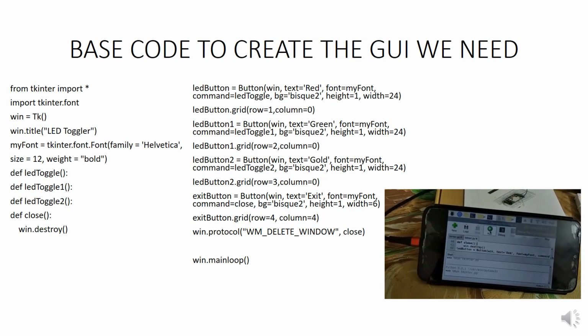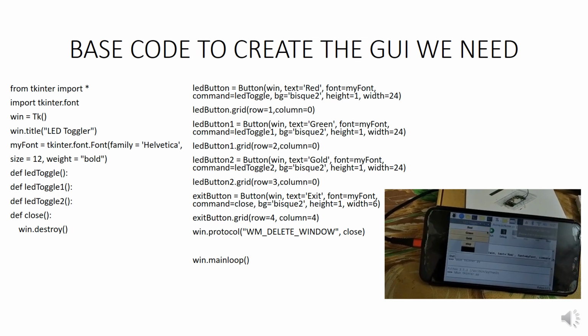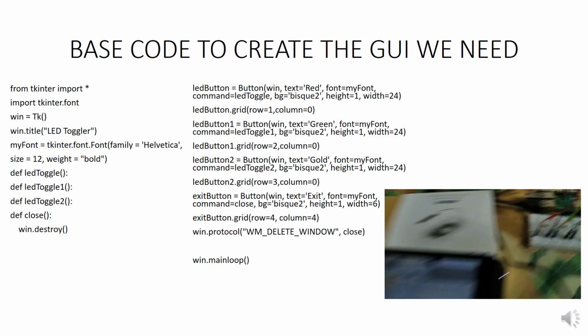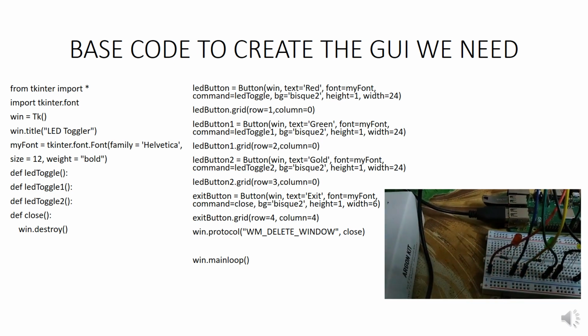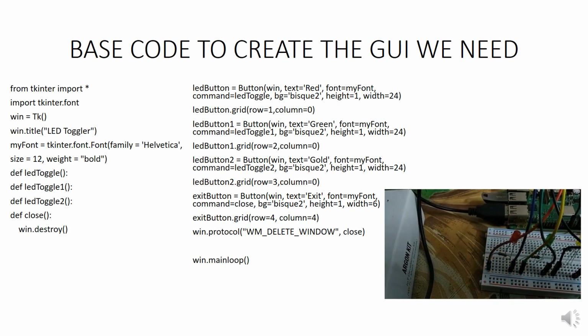Here in the video you can see when I run the code, I am able to see my GUI. And when I click the button, I am able to get my LED turned on. So basically this is the basic code to create the GUI we need.